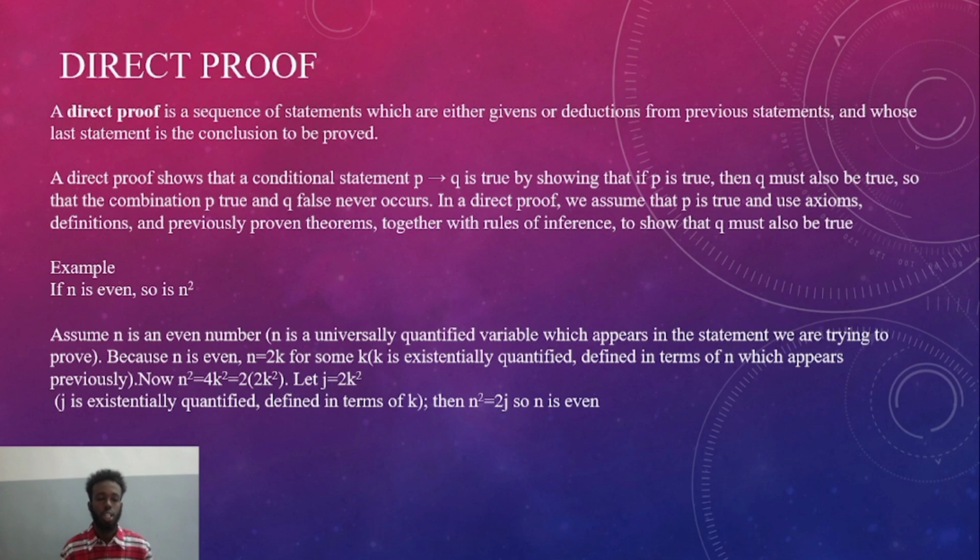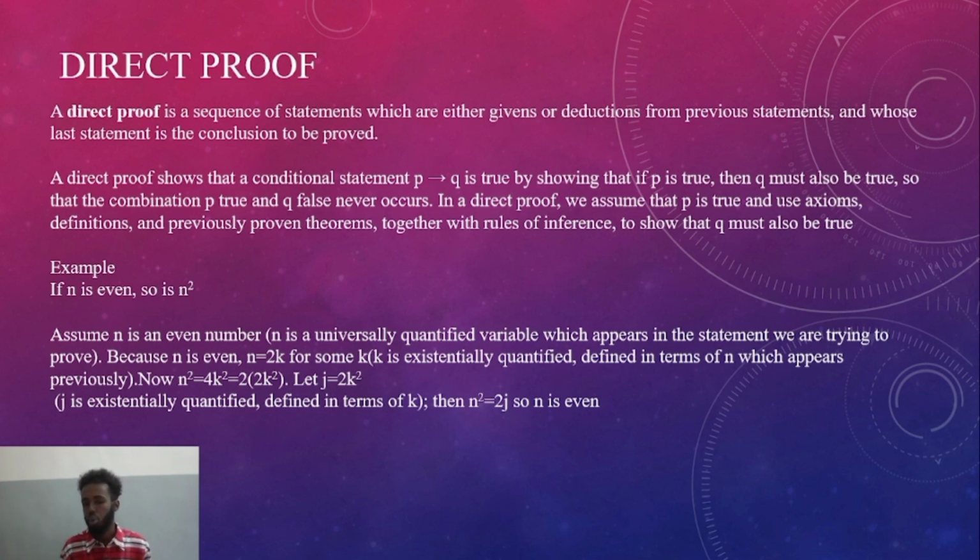That is what that means. For example, if n is even, so is n squared. So first of all, you assume n is an even number, where n is a universally quantified variable which appears in the statement you are trying to prove. Because n is even, n equals 2k for some k.